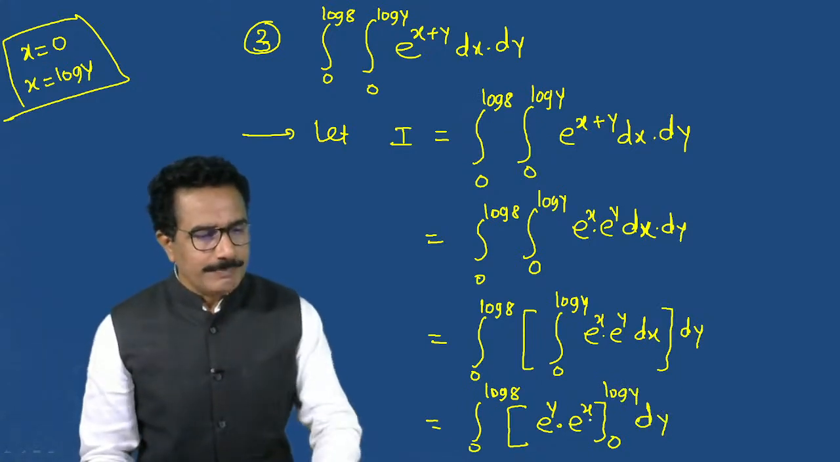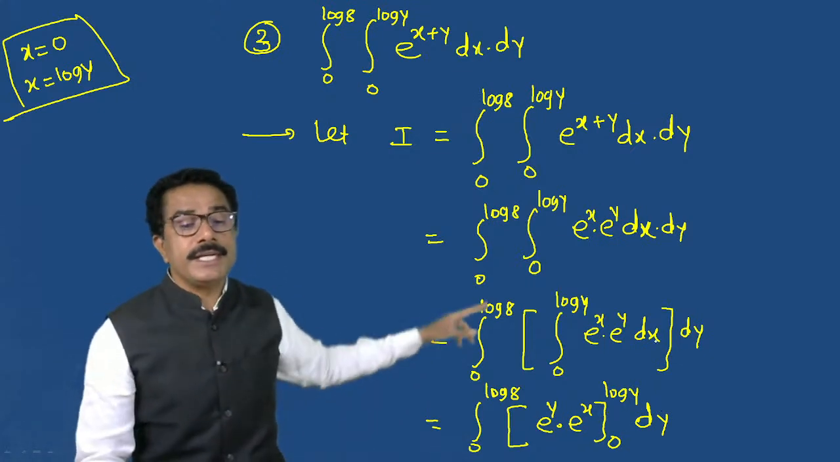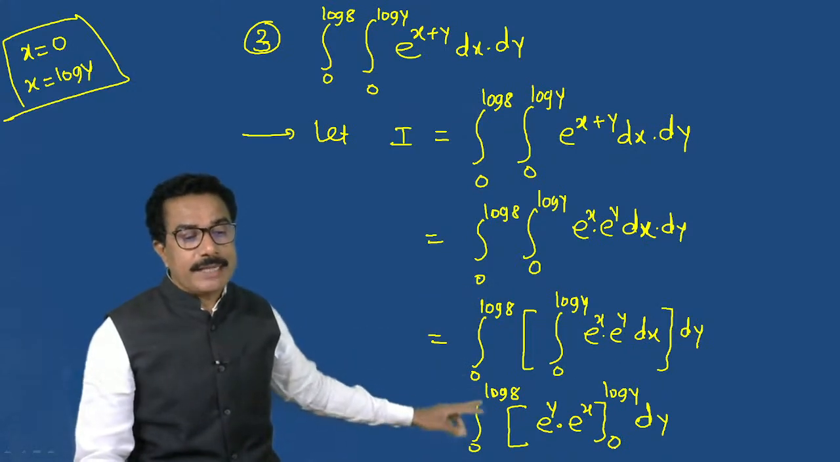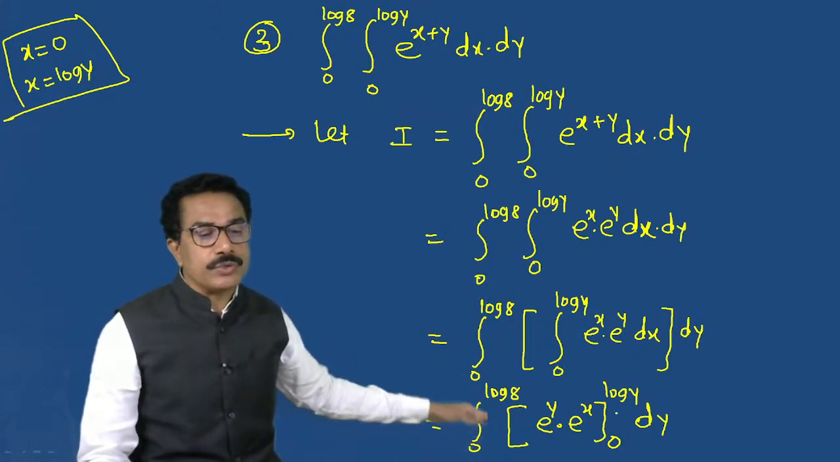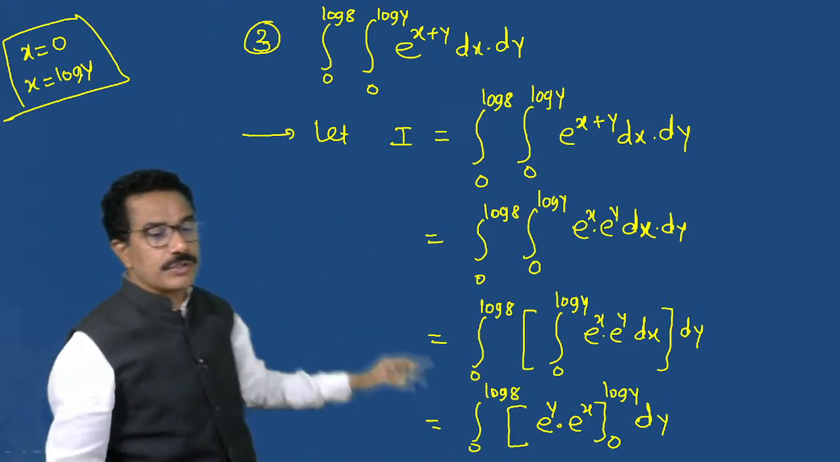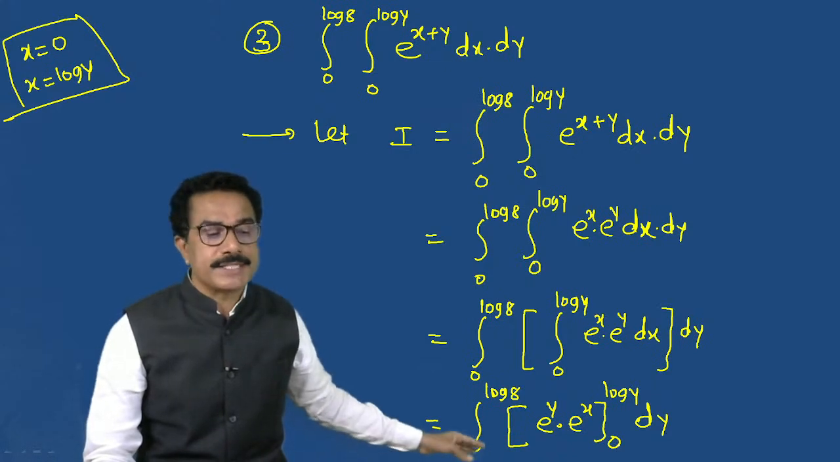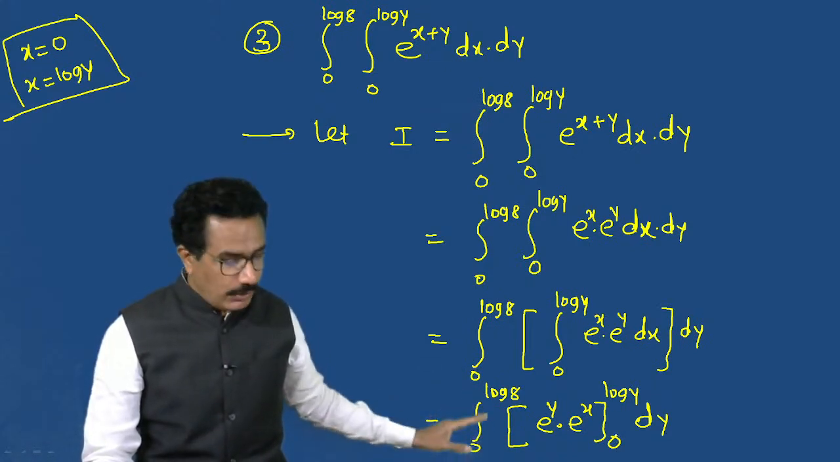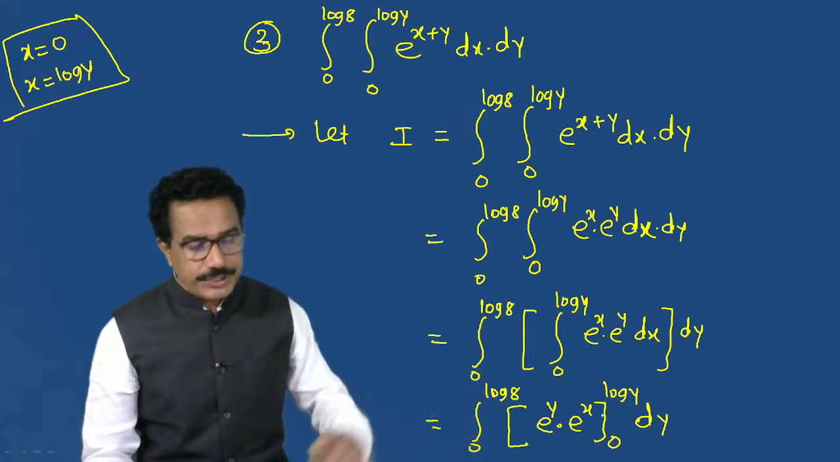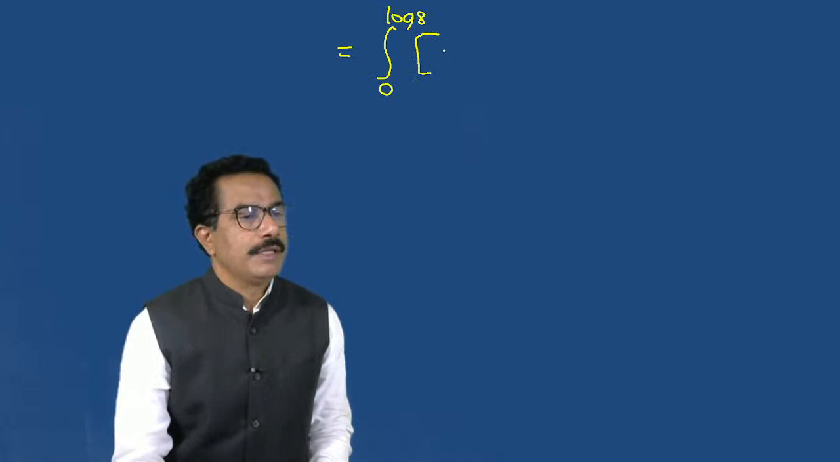Okay, so now the upper limit: what integration have we taken here? Integration with respect to x, so these are the values x equals 0 to x equals log y. Actually x equals 0 to x equals log y means in place of x we have to put upper limit log y, lower limit 0. So we can write integral from 0 to log 8, e raised to y as it is.